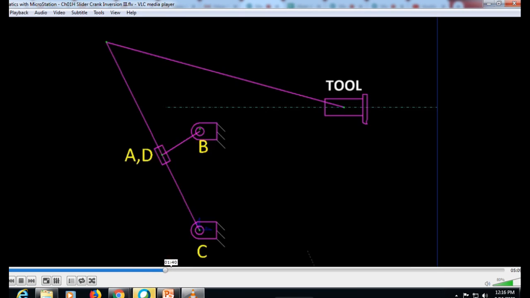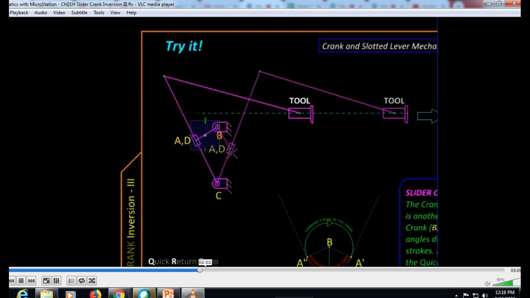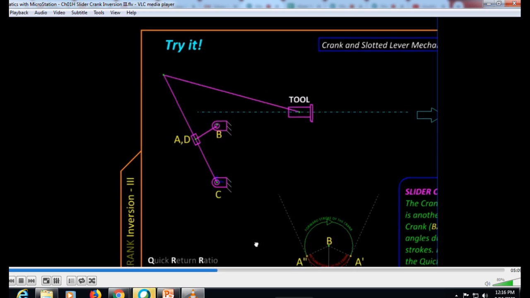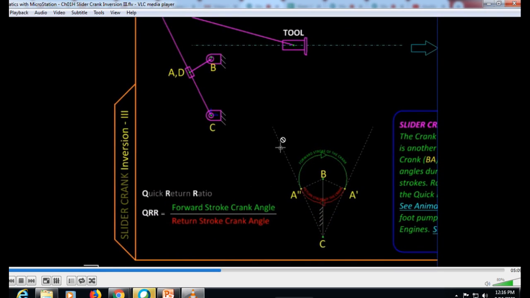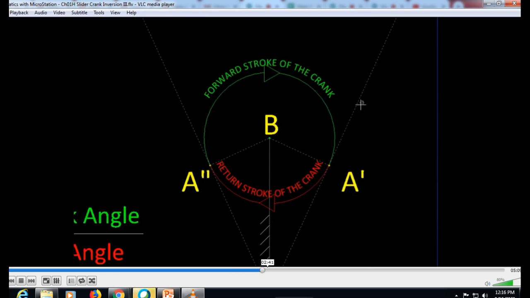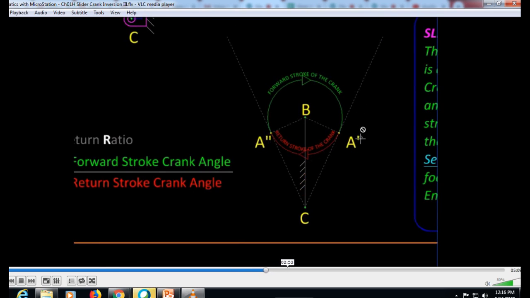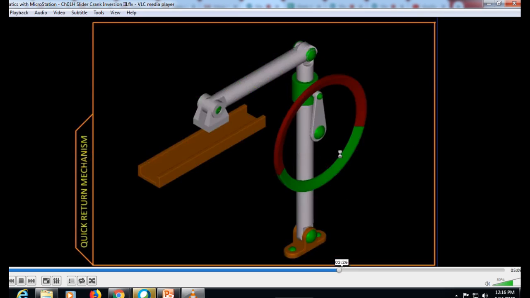Next, we are going to see inversion number 2. Here, from A to B there is the rotary motion, and that is entirely connected from C to this point, and when it is rotating, the crank is going to have the motion from B to A. Automatically the tool position will have a to and fro motion. Again, here also we have a quick return ratio, the forward stroke followed by the return stroke. The slider slides in the slotted lever, and we use it in uniform action.